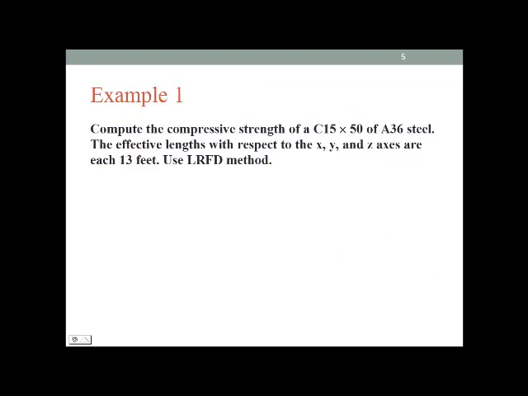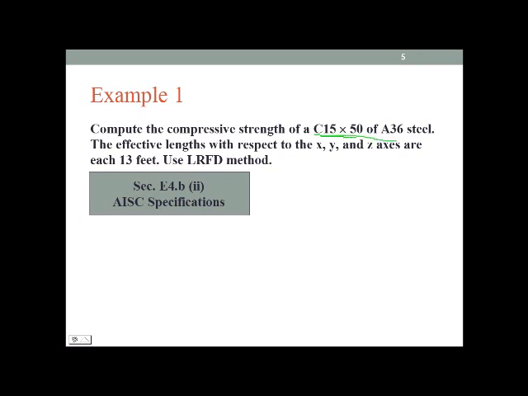Example 1. Here we have a C15x50 of A36 steel. The effective lengths with respect to the X, Y, and Z axes are each 13 feet. It's required to compute the compressive strength of the member. Use the LRFD method. Section E4(b)(ii) of the AISC specifications applies to this example.